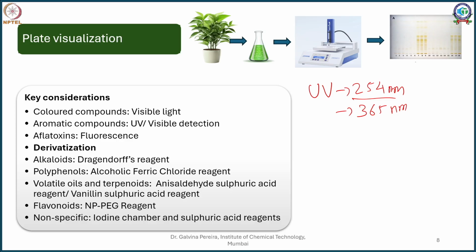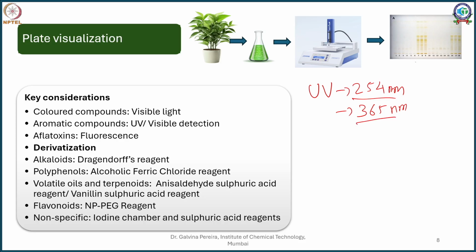We'll subsequently see the example of that, whereas at 365 is more of a purple or a violet UV region, which gives you more of a fluorescent substance or a fluorescent glow in some substances. Not only that, there are compounds such as aflatoxin which will fluoresce when you put it under UV 365 nanometers.